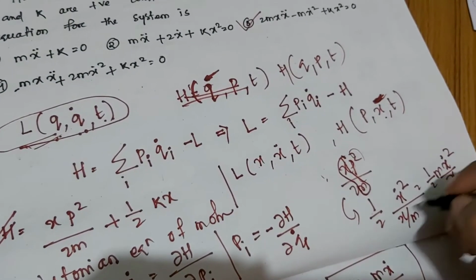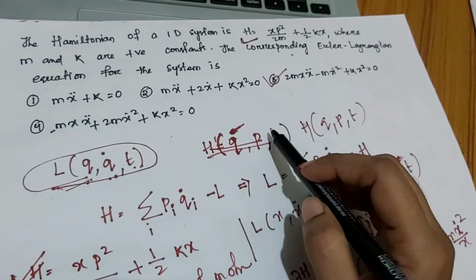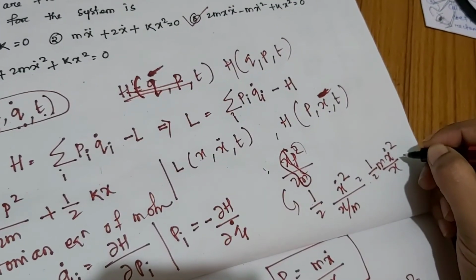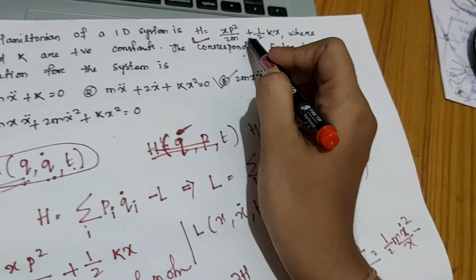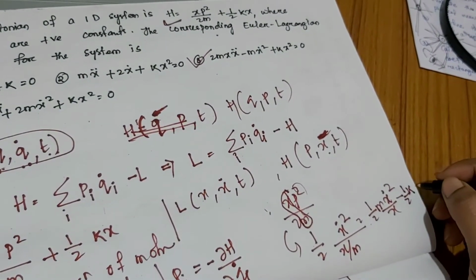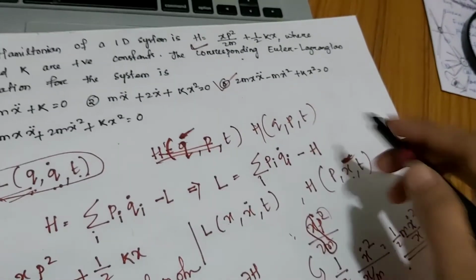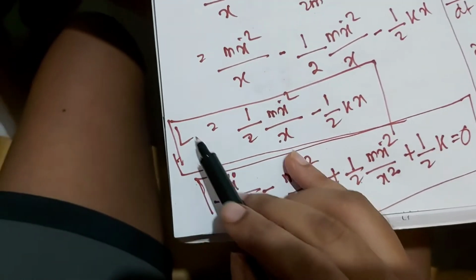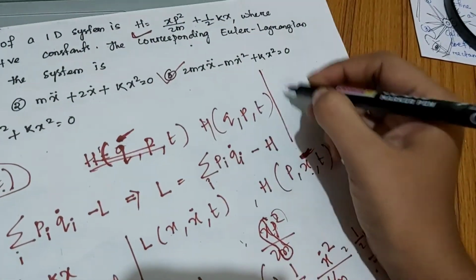So this is the kinetic energy part, and this is the potential energy part, and we have to do this as a minus. If here this is plus, we have to do here minus, just minus half k x, this is the Lagrangian. Okay, here also you can see we got that only.